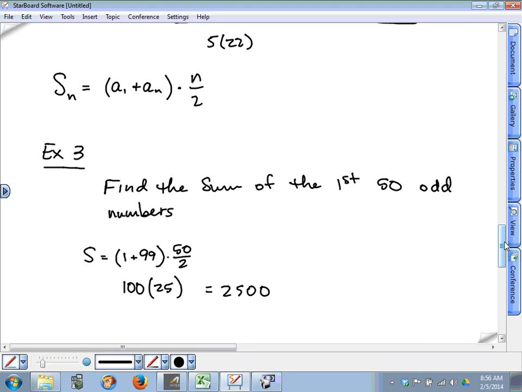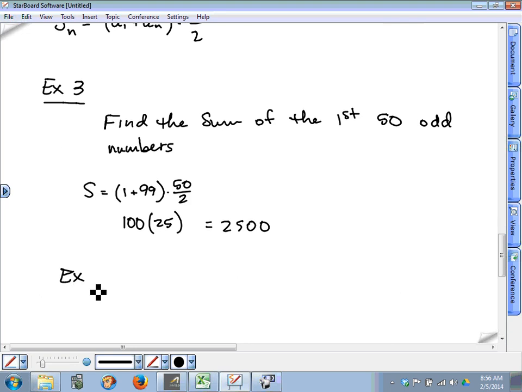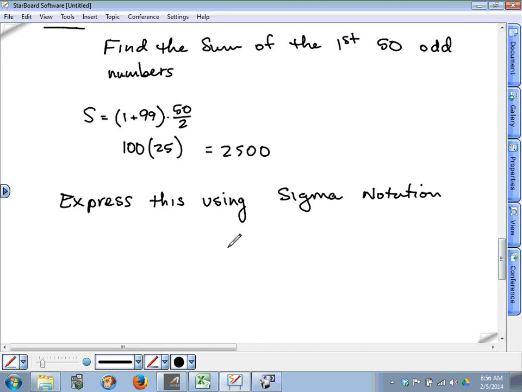Now, before the bell rings, just for the sake of practice, let's consider this a part B. Express this using, somebody brought this up a second ago, and I'm glad they did, sigma notation. Express this using sigma notation.